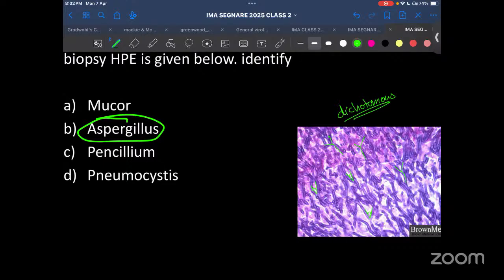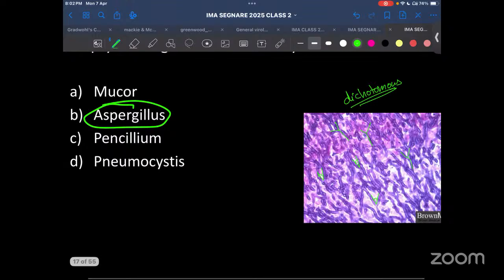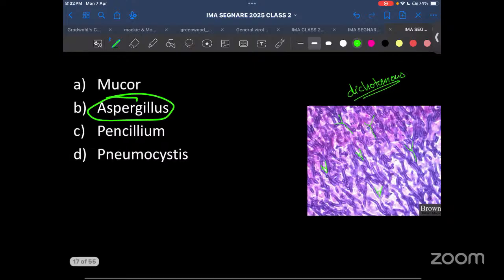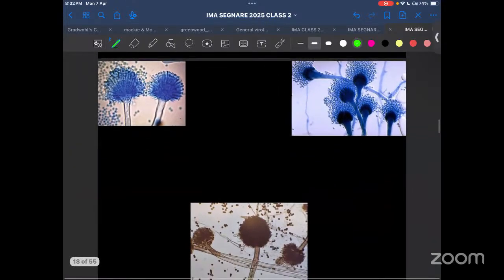Okay, so there are 3 species of Aspergillus. Aspergillus causes several diseases like allergic bronchopulmonary aspergillosis, aspergilloma, cutaneous aspergillosis. A lot of diseases are caused by aspergillosis. It can cause otomycosis. Okay, see, these are the 3 Aspergillus species that you need to know.